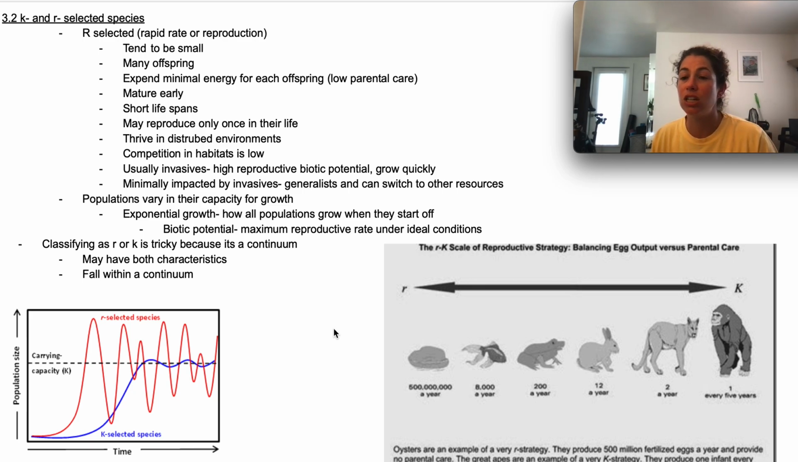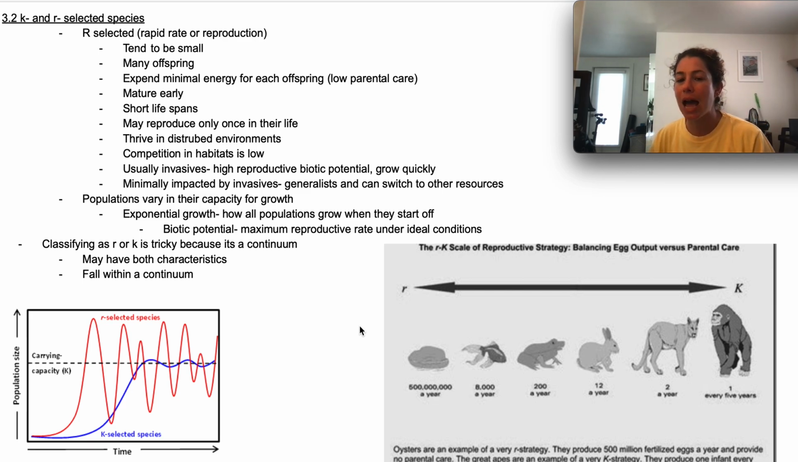They thrive generally in disturbed habitats because they come in and they just boom, reproduce quickly. Generally, they're invasive species because they go in and they just reproduce really quickly. And they are usually also generalists because they can take advantage of a wide variety of food.